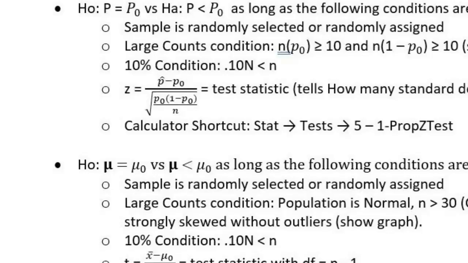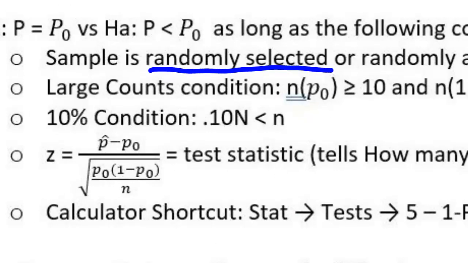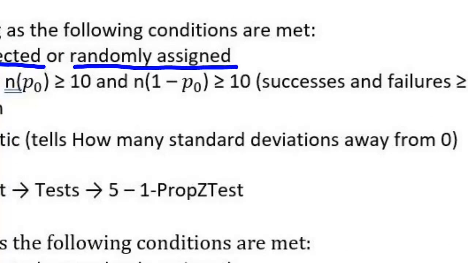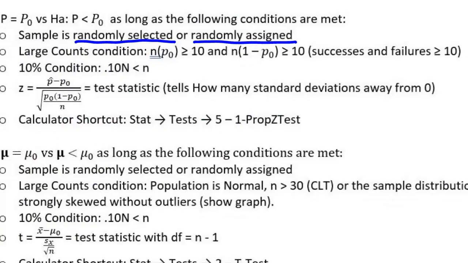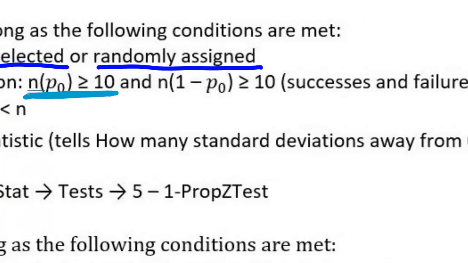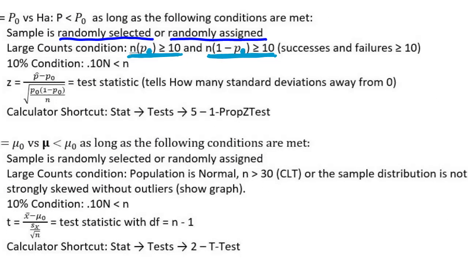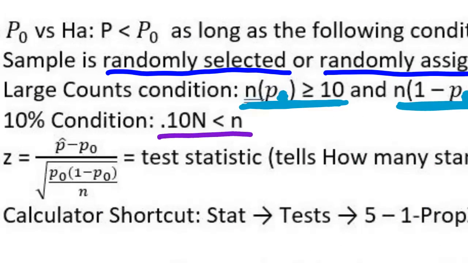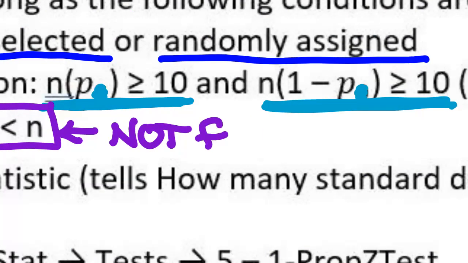We have to meet our conditions. We need random selection or random assignment. We need our large counts condition. N times P is greater than or equal to 10. N times 1 minus P is greater than or equal to 10. So 10 successes, 10 failures. And then our 10% condition. But again, not for random assignment.